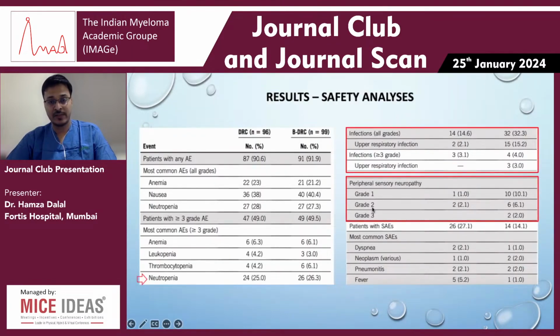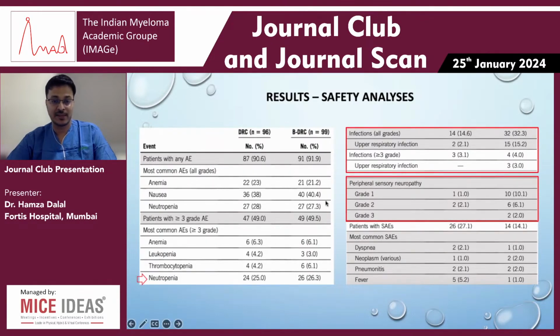As for the very important thing in Waldenstrom macroglobulinemia, we have to prevent too much toxicity, because these patients have anyways got a pretty decent overall survival. So there were 3 major toxicities that were expected. The first one was cytopenias.